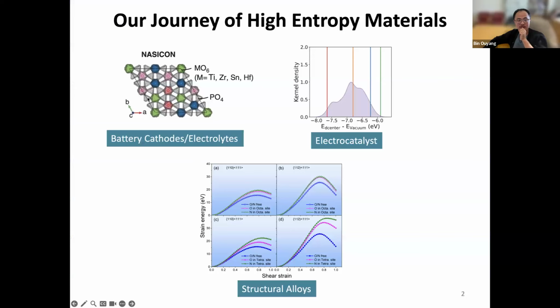So the first slide is a summary of what I will cover today, mostly the first two topics, battery cathode and electrolyte. And there's a puzzle: why do we need to care about high entropy materials for batteries? Is there anything special, or is it just some new materials? And also electrocatalysis, which is something we're actively working on. It's an interesting transition, and I will explain the logic behind it. I'm also going to talk about structural alloys, which is what I was trained in as an undergraduate student.